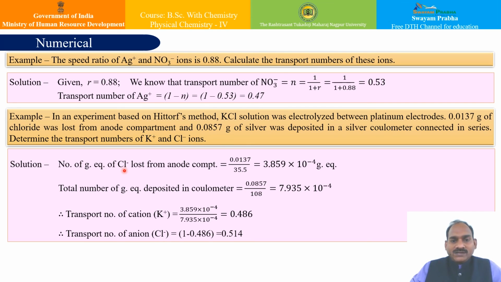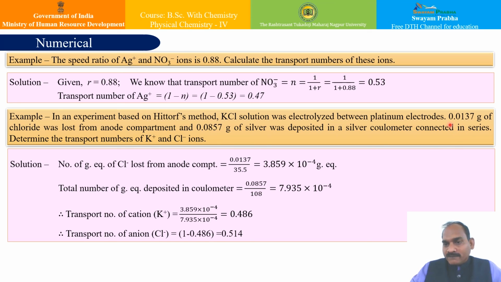Similarly, we have just seen Hittorf's method, and based on it, here is one small numerical. In an experiment based on Hittorf's method, KCl solution was electrolyzed between platinum electrodes. That means the electrodes are not attackable, and therefore we can use the formulas we just saw for non-attackable electrodes. Using those formulas we can calculate the fall in concentration in the anodic compartment, and then the transport number of cation and anion.